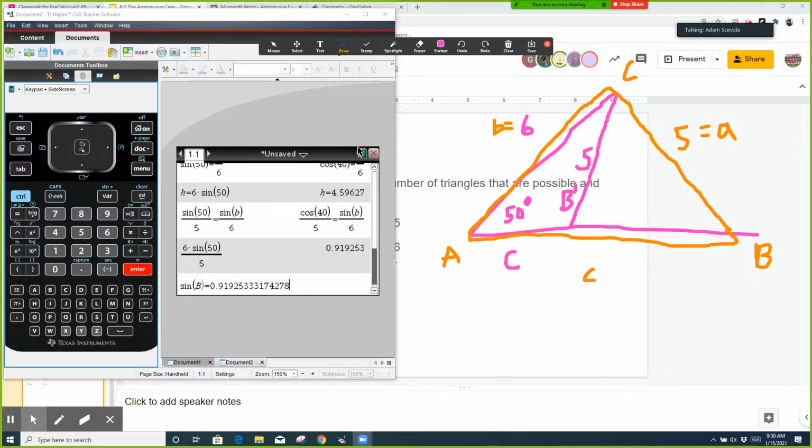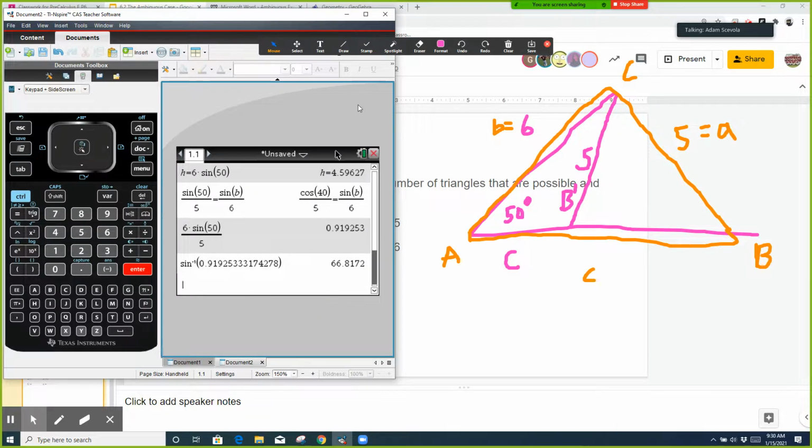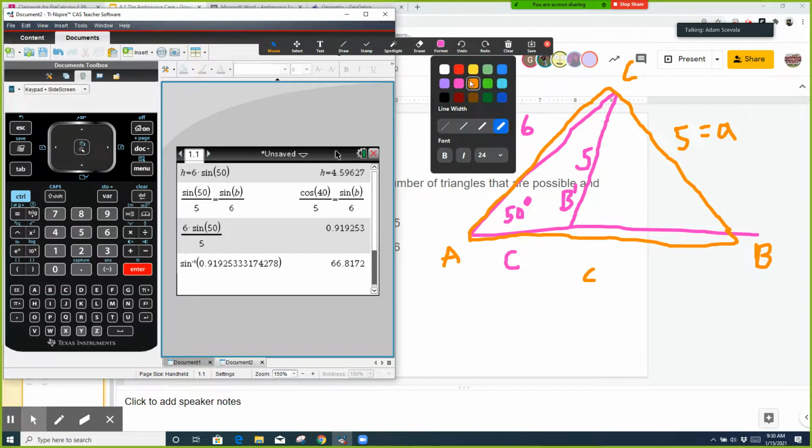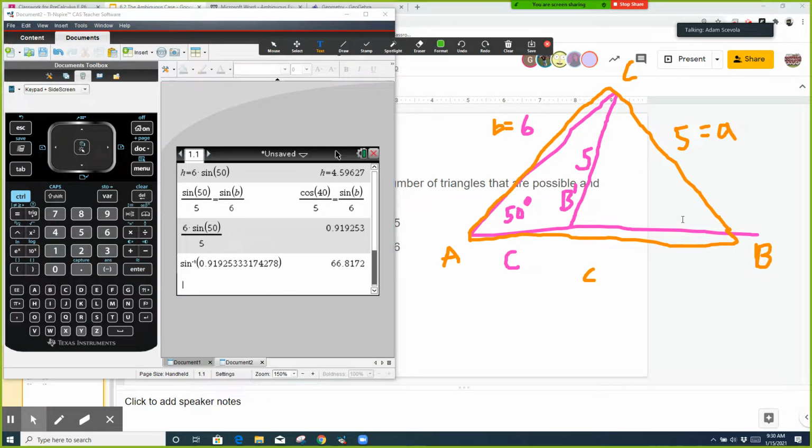Okay. Now I got the sine of B equals 0.91, and so on. So I'm going to do the sine inverse. I keep hitting control. I should do trig, sine inverse of this. And we get 66.8 degrees. Now, that tells me that in the orange triangle, so let me make this orange, and I'll use text here, that this angle here is 66.8 degrees.